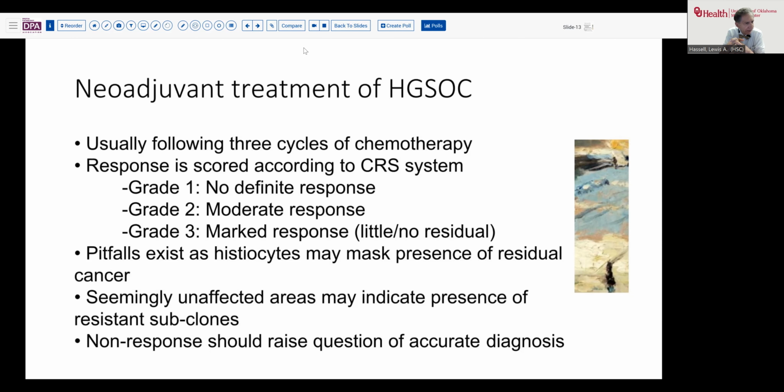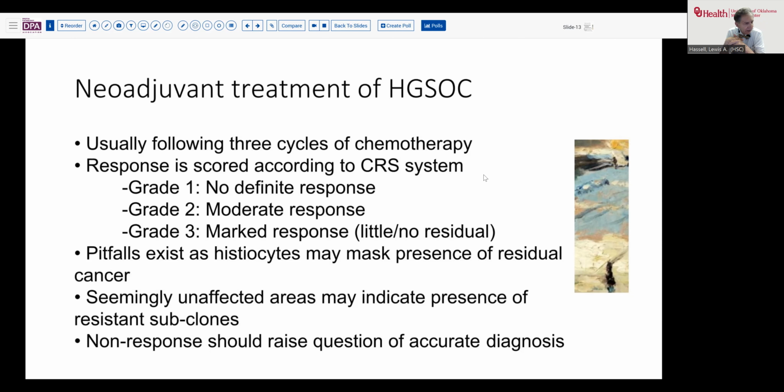A moderate response is kind of a subjective area. There's some response, but it's not marked. And so really anything between no response and essentially no or very minimal remaining tumor is going to fit into this grade 2 score category. Now, one of the pitfalls is that histiocytes may mask the presence of residual cancer, especially if they're inclined to form giant cells. Those can be quite deceptive and look very similar to serous carcinoma. The other thing to be mindful of is that these seemingly unaffected areas may actually indicate that there are resistant subclones that are developing.